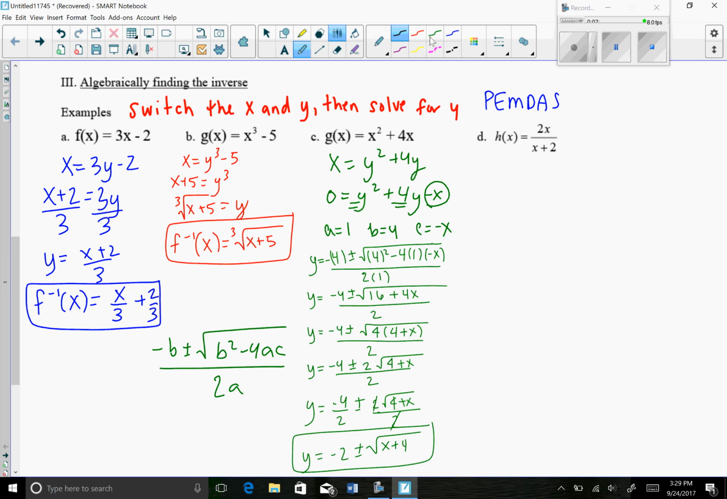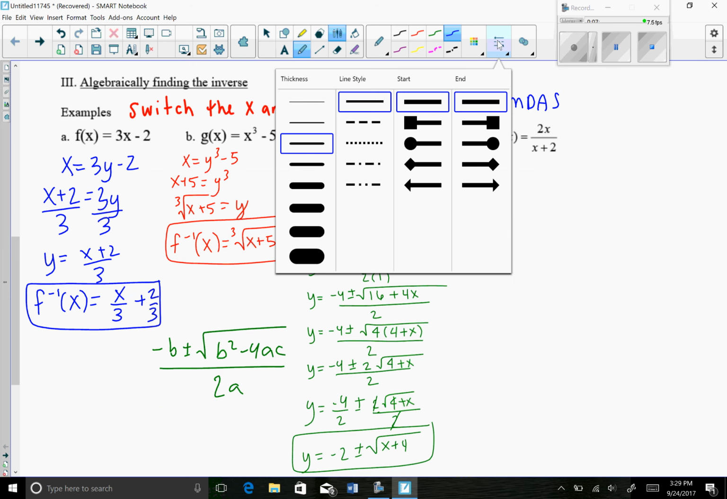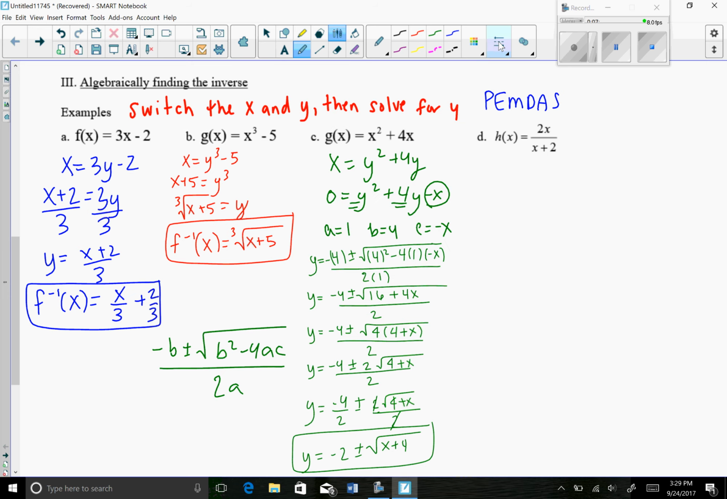So then for the next problem, we're of course going to do the same thing. So the first thing we want to do is switch our x and our y values. So we get x is equal to 2y over y plus 2. Now for this one, because it's in my denominator, I want to get rid of that by multiplying both sides by y plus 2.